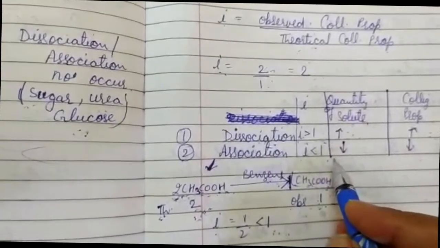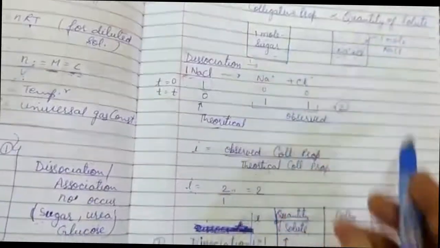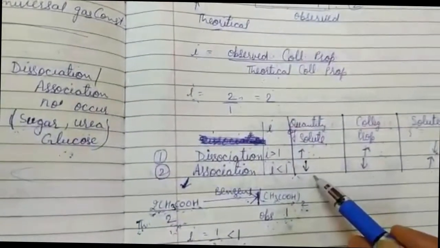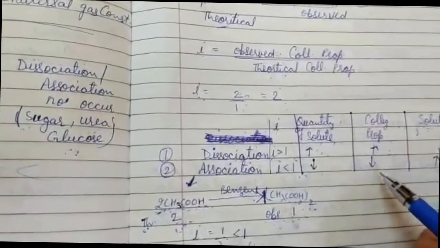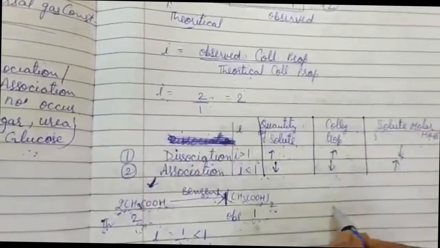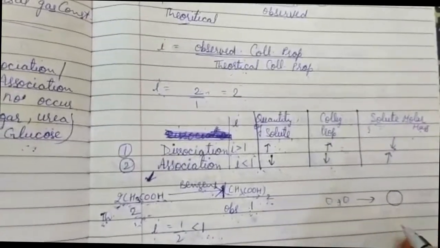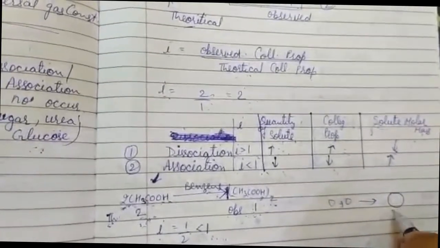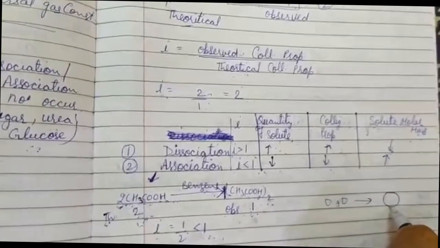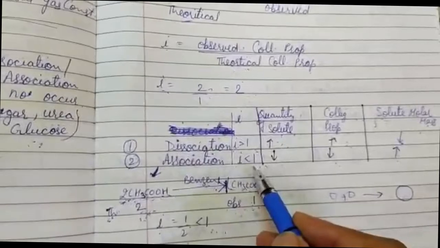So quantity will decrease. Colligative property, again, is directly proportional to the quantity of solute. So as the quantity of solute is decreasing, the colligative property value will also decrease. Solute molar mass: when smaller molecules combine together, they form a bigger molecule. Then definitely their molar mass will increase. So here in the association, the i value will be less than 1.